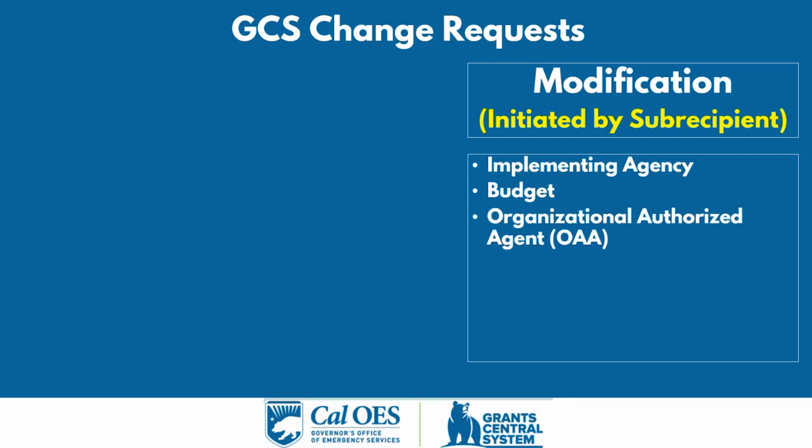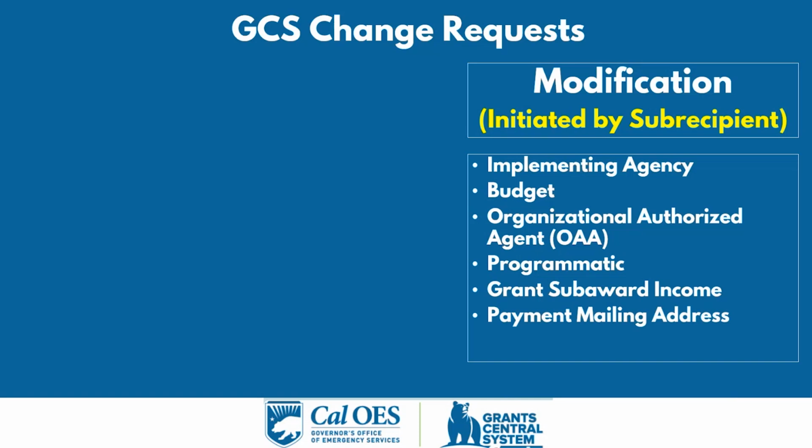Now, we will be talking budget changes related to amendments, but the difference with a modification budget change is that there are funds allocated to the overall grant subaward funding. So if you're making changes within an existing grant subaward budget, that is a modification. And of course, here are some other modification options: changing to your operational agreement, programmatic grant subaward income, contact information, and of course, payment mailing address.